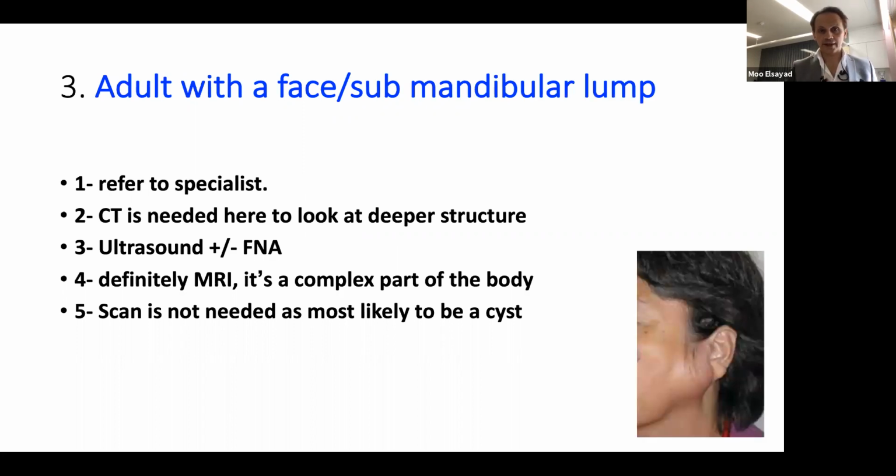Number 3, adult with face submandibular lump. So this is an adult this time. Refer to specialist, CT, ultrasound plus or minus FNA, definitely MR as a complex part of the body. Scan is not needed as it is most likely to be something. Perfect. I am very happy with this again. Very good. Excellent. I think you all got this right. There's no need to stress this further.